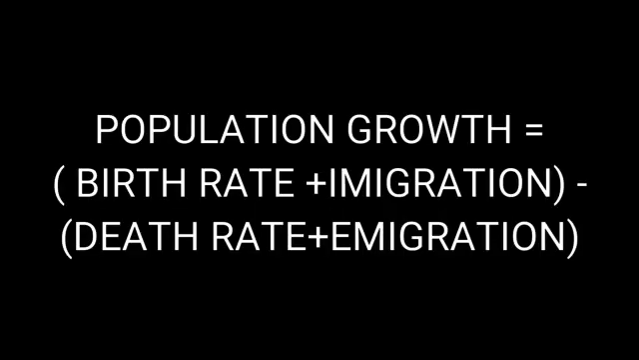Now let us put all of these definitions together and calculate the population growth, which equals the birth rate plus emigration minus death rate plus emigration.